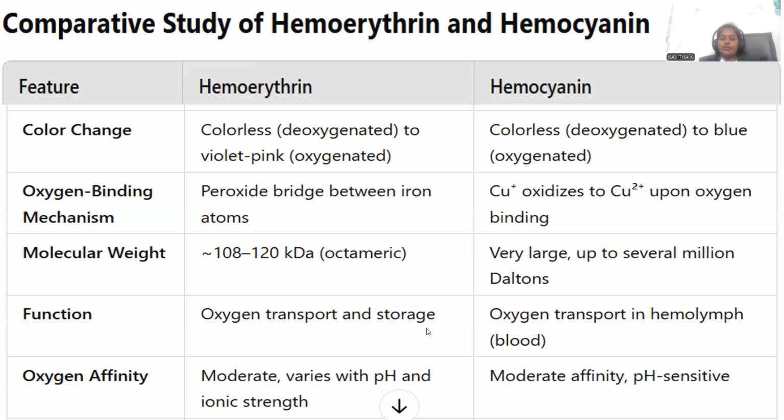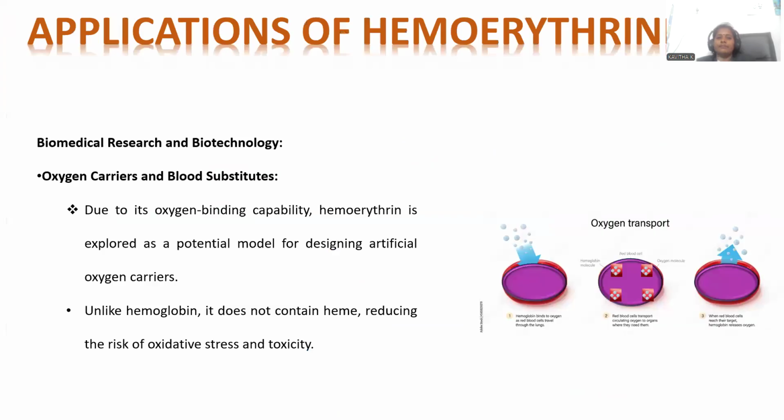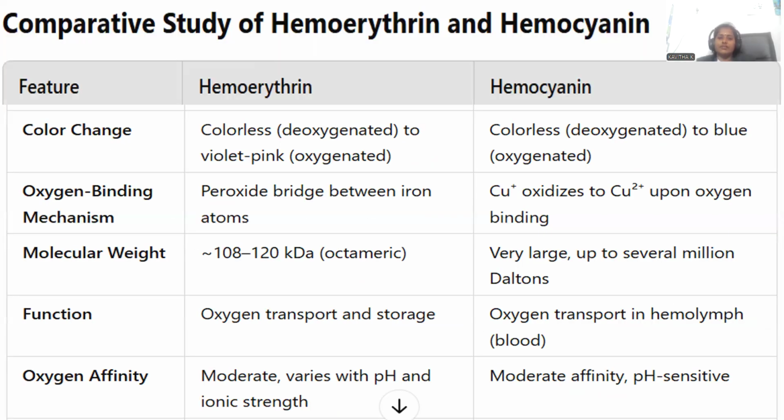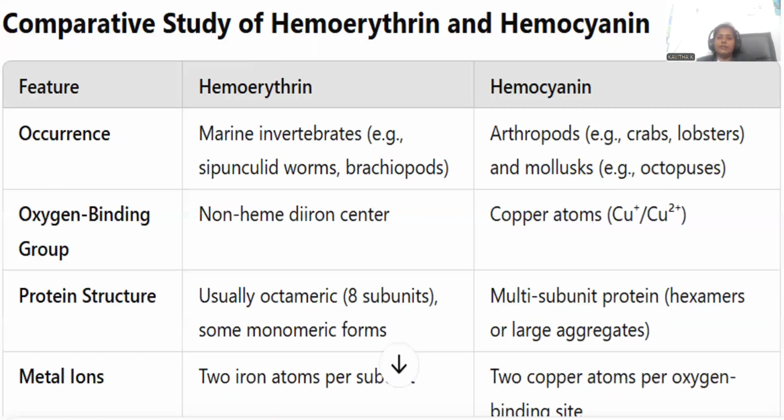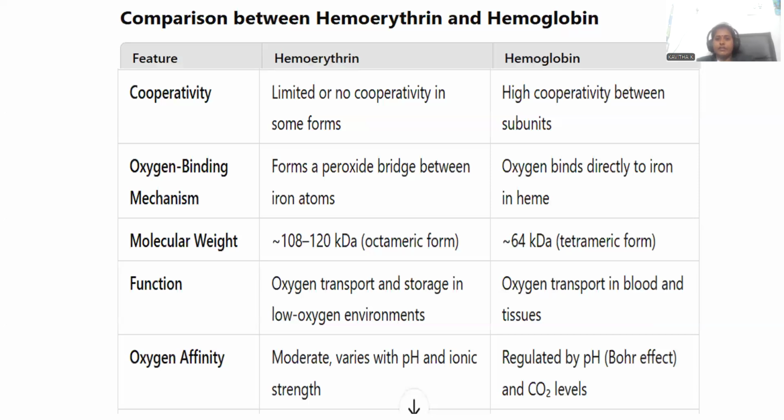Oxygen transportation and storage is the common function fulfilled by hemerythrin, whereas hemocyanin transports oxygen in the hemolymph, resembling blood. Blood is the name used for vertebrates; hemolymph is the fluid for invertebrates. Oxygen affinity will be moderate for hemerythrin, and moderate again for hemocyanin as well. This is the way distinctive factors are mentioned for hemoglobin, hemocyanin, and hemerythrin.